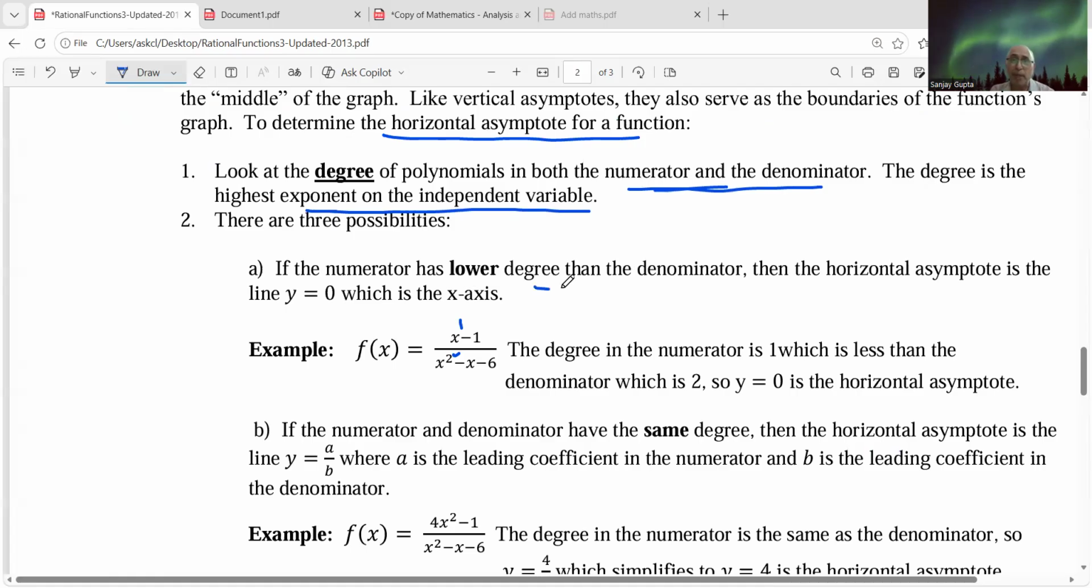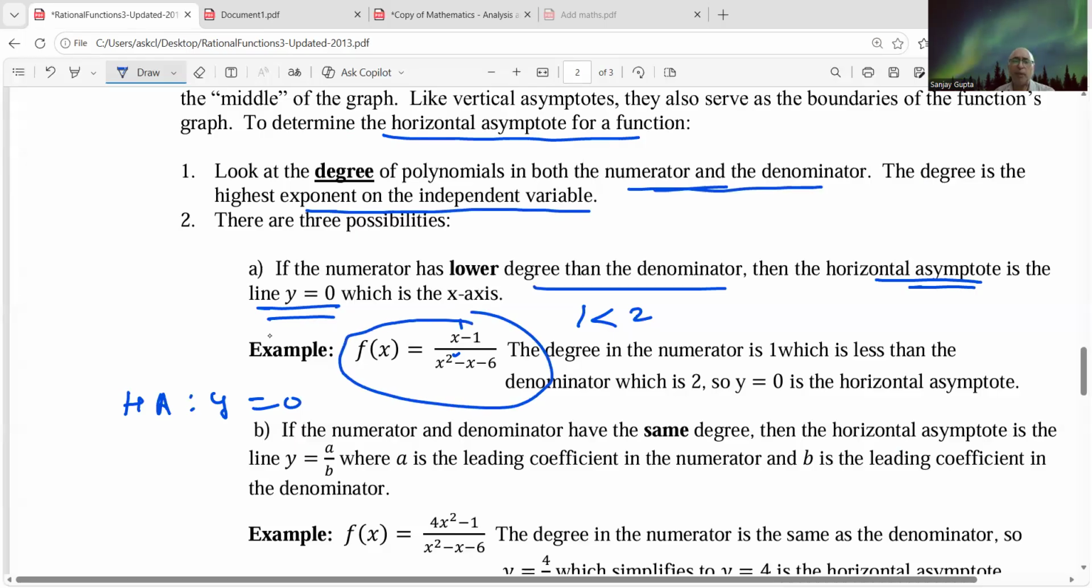Compare. If the numerator has a lower degree than the denominator, which is happening in this case, 1 is less than 2, then the horizontal asymptote is just y equal to 0, which is the x-axis. So for this, horizontal asymptote is y equal to 0. And you know, we have already done that this function will never become 0, right? And that can be proven very easily.